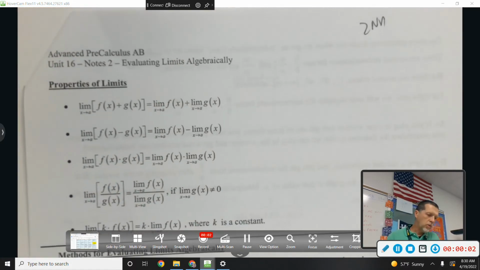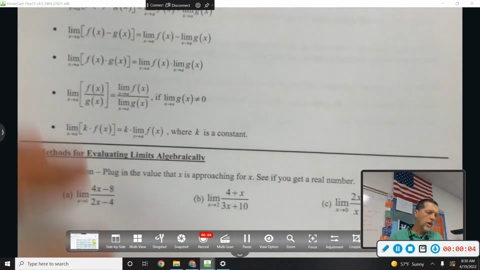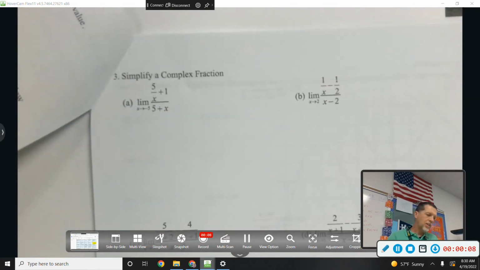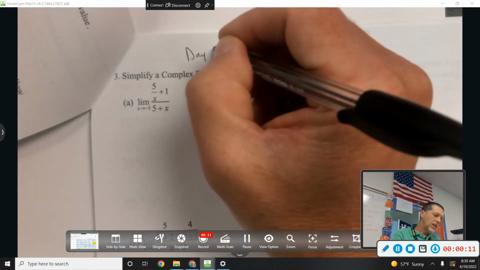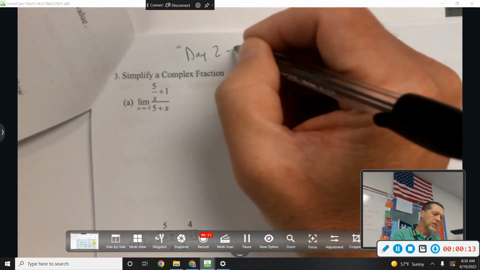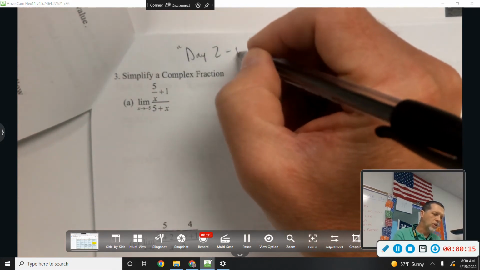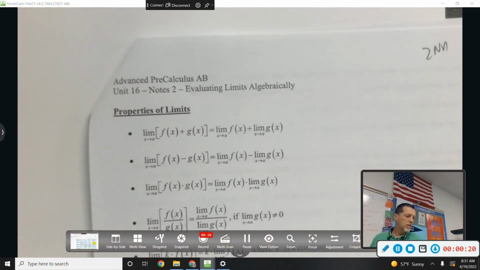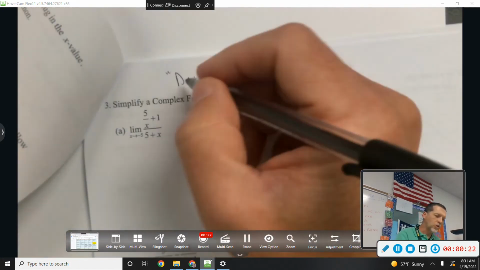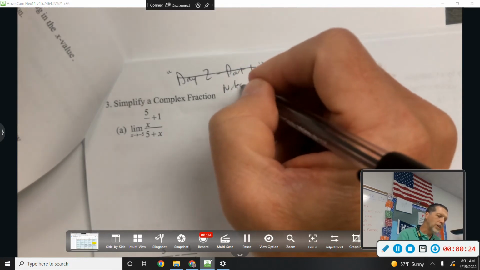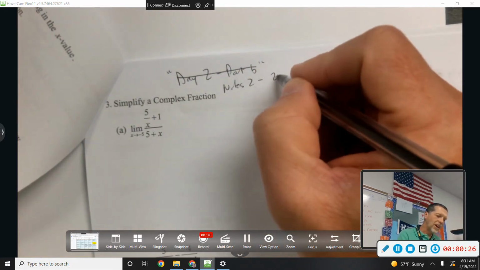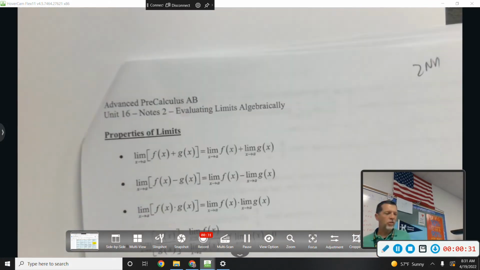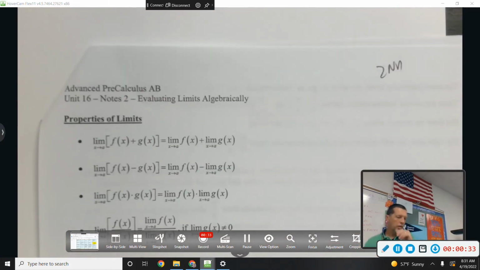Notes day 2, just to give you the heads up from the get-go, we're going to do one page front and back, and then when we get to the second page, this is, I don't know what to call it, day 2 of day 2, day 2 part B. We'll do that tomorrow. So when we called it, we didn't call it day 2, we called it notes 2. So this will be notes 2, second day. Day 2-2. Whatever. We're doing one page front and back.